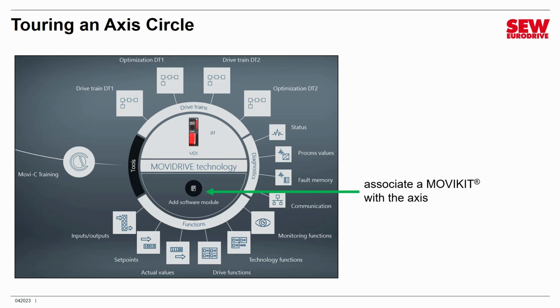And then finally, the bottom where it says Add Software Module, if you click that part of the circle, you can connect a MOVI-Kit, one of those application modules, to the Access, and that enables you to take advantage of that special application functionality. Right now, there is no MOVI-Kit installed, which is why it's blank there, but you can attach it, and we will certainly be doing that.